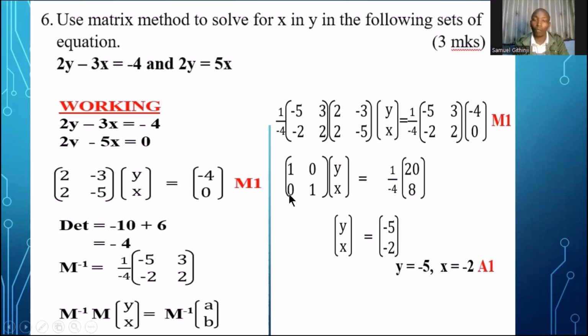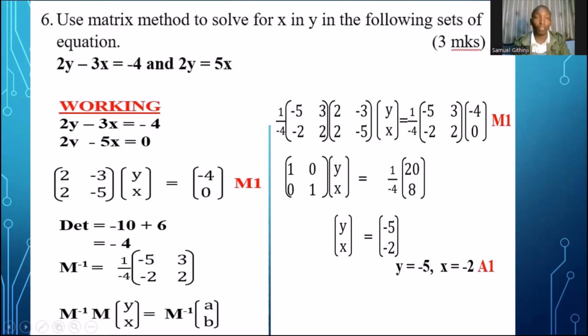Okay, on the left hand side, the identity matrix always behaves as 1. So with that, here it is. You can see it will just give me yx. On the other side, open the bracket with negative a quarter. And you can see negative 5 and negative 2. So now I can extract the answers. Y is negative 5, x is negative 2. And that is how you go about that question. The answers, as you can see them there.